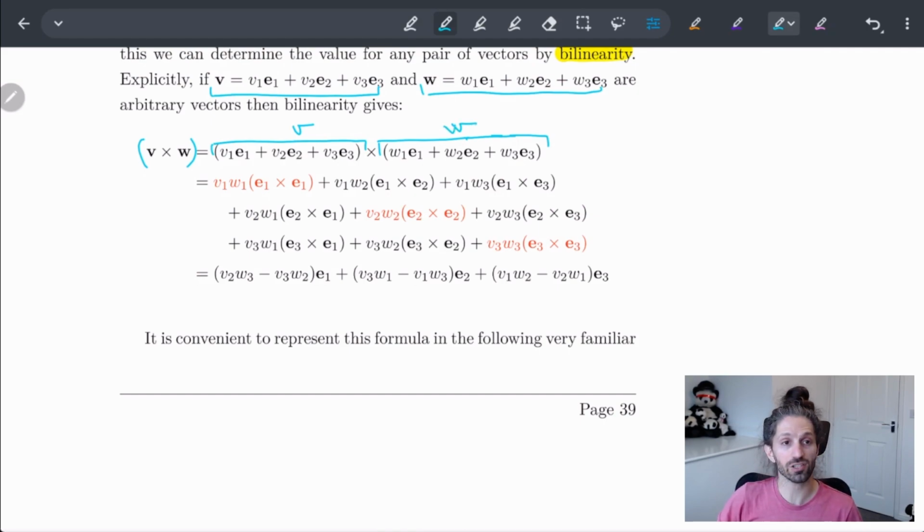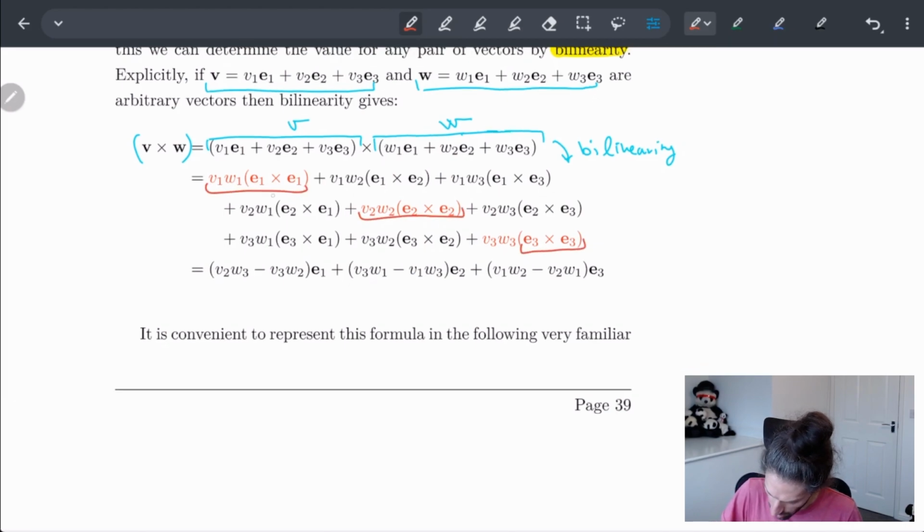And then I actually do the linearity, right? So I use linearity, or bilinearity. And I'm left with this whole thing. Some of these are in red. And that's because these three, the ones in red, are all just 0, right? So this gives me 0, this gives me 0, and this gives me 0.